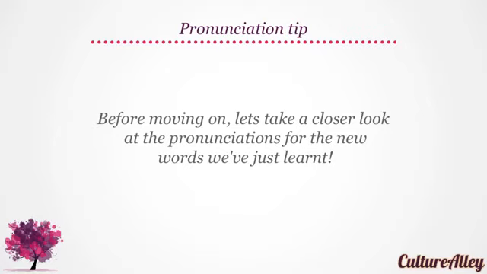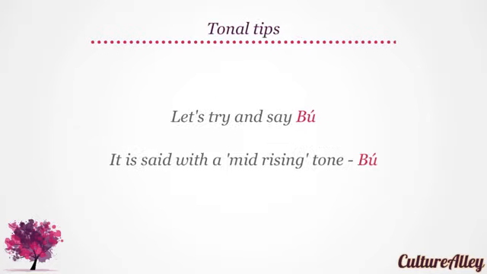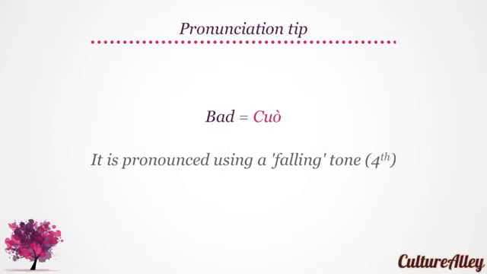Before moving on, take a closer look at the pronunciations for the new words we've just learned. Let's start with not. Not translates as 不 and is pronounced using a mid-rising tone. Can you try and say 不? It is said with a mid-rising tone, like 不. Great! Let's see the next one.